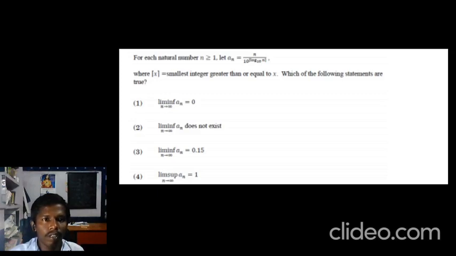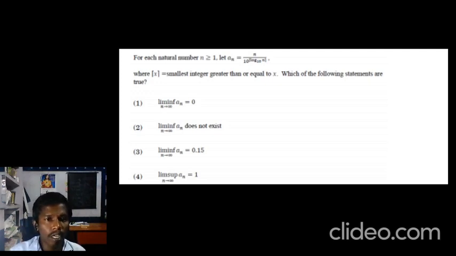Next question. For each natural number n greater than or equal to 1, let a_n equal n by 10 power ceiling function of log n base 10, where ceiling function of x is nothing but the smallest integer greater than or equal to x. Which of the following statements are true? This is the question. Actually, they have given 4 options. Those 4 options are dealing with limit infimum and limit supremum. So, if you find limit infimum and limit supremum of the sequence a_n, then we can easily answer this question.